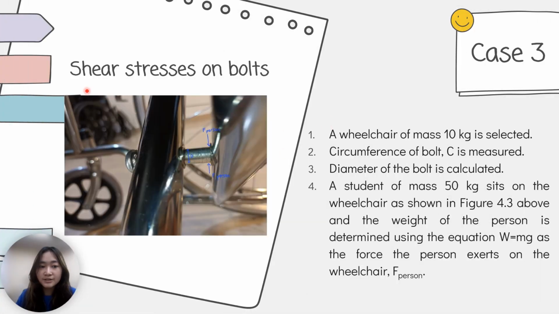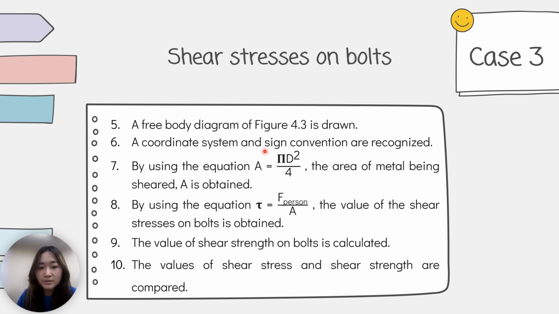Now the last case is the shear stresses on bolts. So we select the same wheelchair and we measure the circumference of the bolt to determine the diameter using the formula where circumference equals 2 pi r. And we determine the force of person. We draw a free body diagram and we use the equation A equals pi d squared over 4 to determine the area of the metal. And then we determine the shear stress using the formula shear stress equals force of person over the area, as well as we calculate the value of the shear strength. So after that, we will compare both values of shear stress and shear strength.